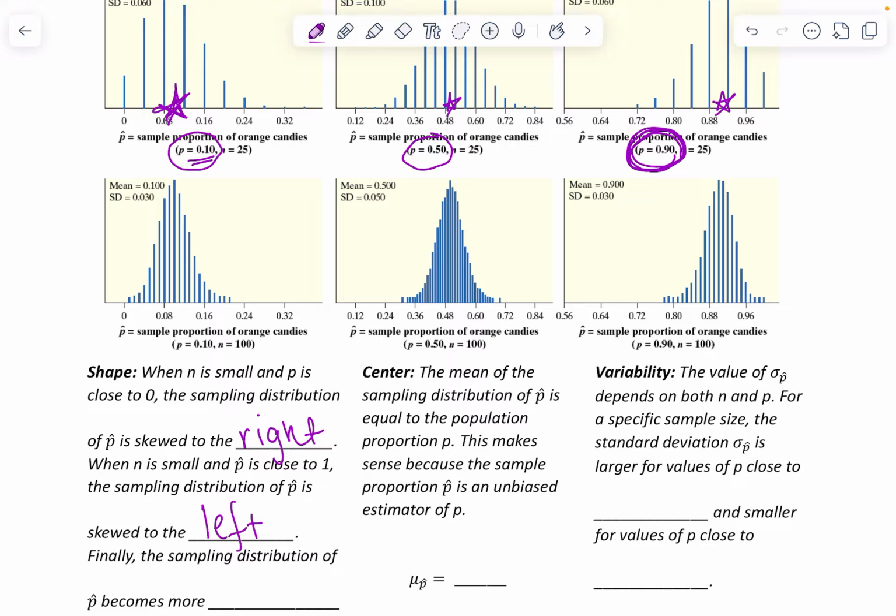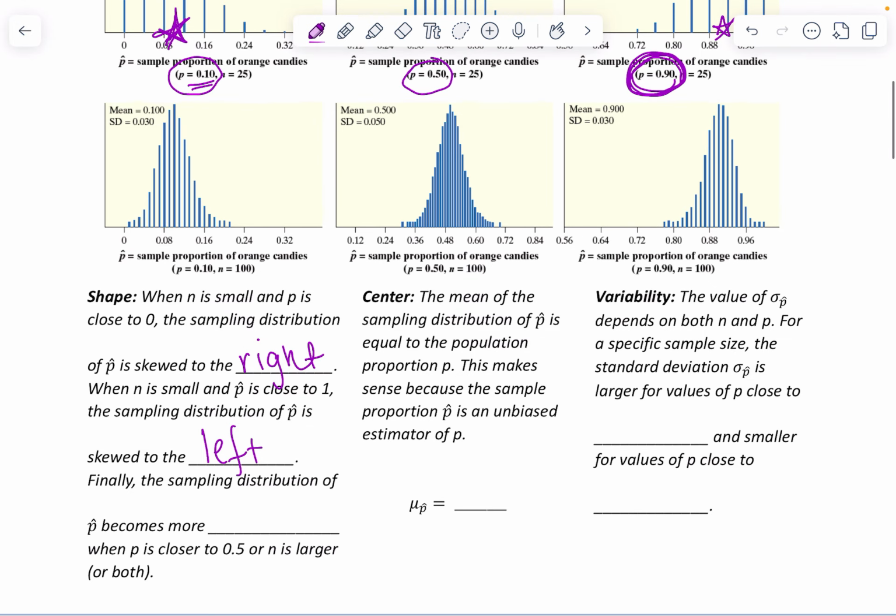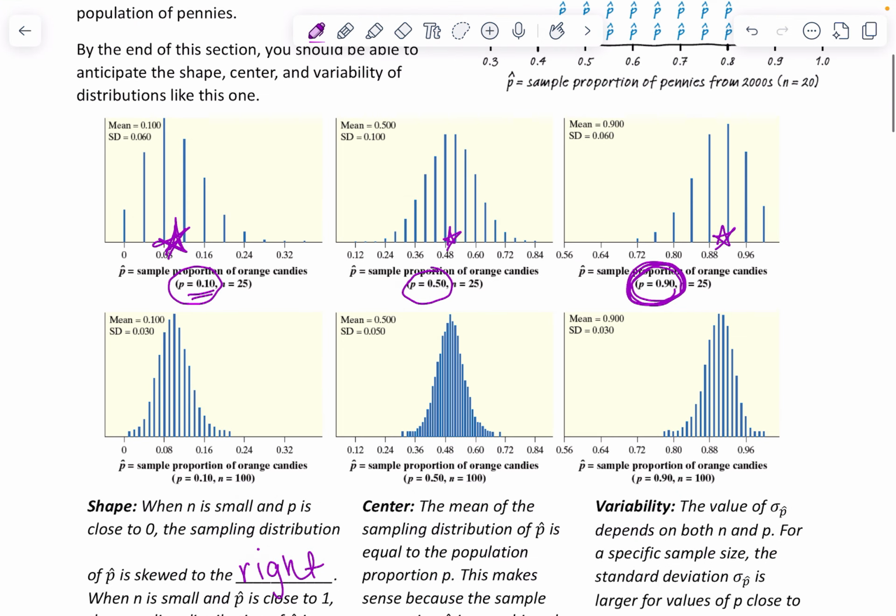All right, and the sampling distribution of p-hat becomes more symmetric when p is closer to half, like it is here, right? It's close to half, so this is looking pretty symmetric. Or the sample size is getting larger. So if you look here on the bottom, those are all samples of size 100 instead of 25 like we have on the top. And the bottom, they all look pretty symmetric. They actually look a little normal, but we'll talk about whether or not it's normal in a little bit. So we'll say for sure symmetric.